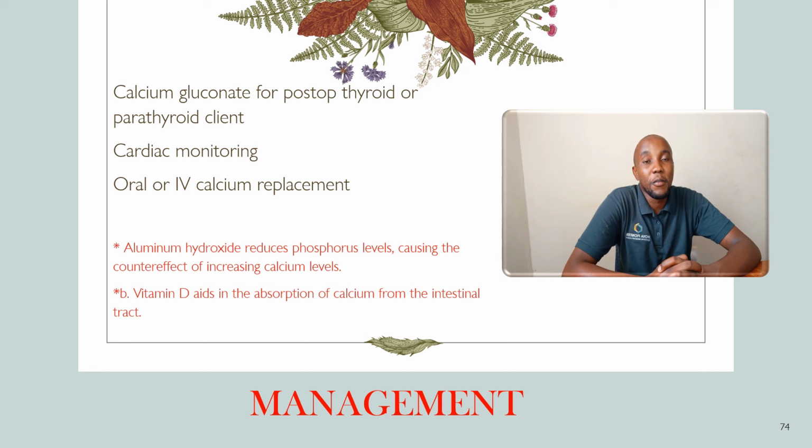How do we manage hypocalcemia? Give calcium gluconate for a post-op thyroid or parathyroid client. Cardiac monitoring. Remember the EKG changes with hypocalcemia, so we have to do EKG monitoring. You can also do oral or IV calcium replacement. Remember, aluminum hydroxide reduces phosphorus levels, causing the counter effect of increasing calcium levels. You can give that one with hypocalcemia also. You can also give vitamin D, which can aid in the absorption of calcium from the intestinal tract. Remember those 2 points also.